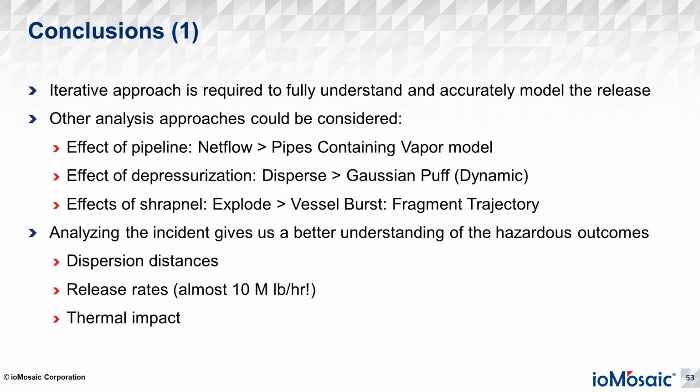So looking at this incident gives us a much better understanding of the hazardous outcomes in terms of dispersion distances, the release rate, you know, how much did we flow when that pipe initially burst. And the calculations showed that it's about 10 million pounds per hour. It also gives us an understanding of the thermal impact distances and where it would be affected.